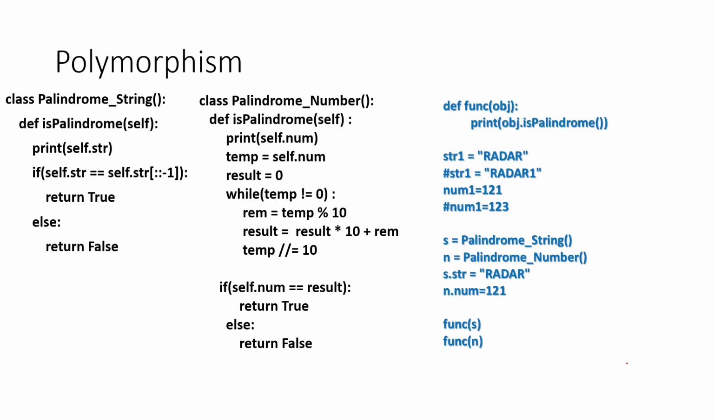Polymorphism. The function which takes any types of parameters. Functions which take any type of parameter. Here is one example which I can take, where the palindrome comes into the picture. Palindromes can be decided for a given string or a given number.